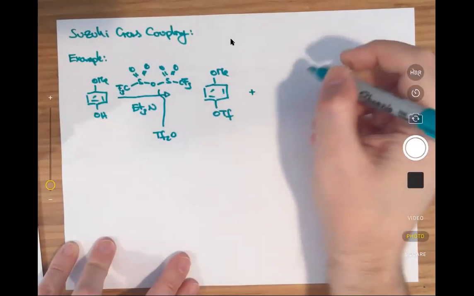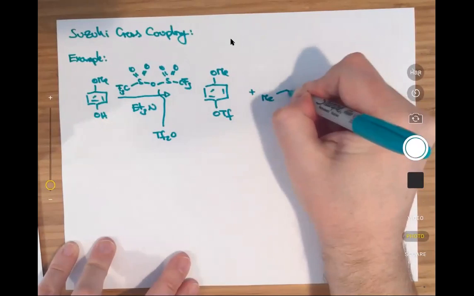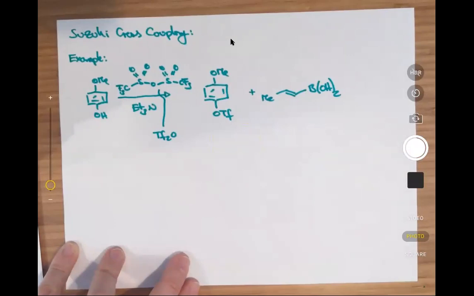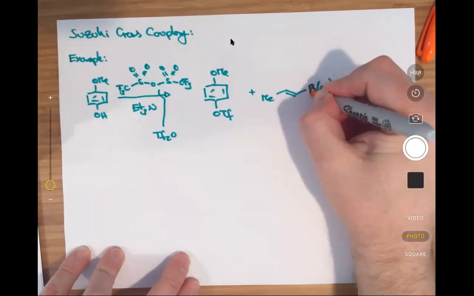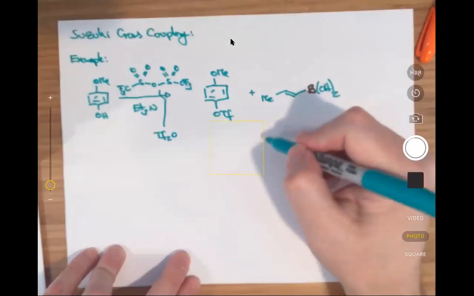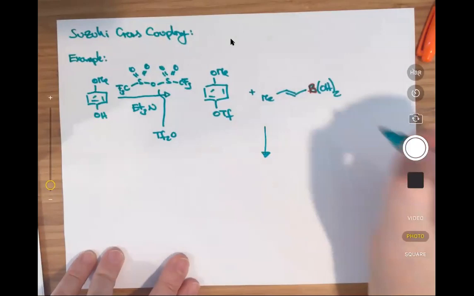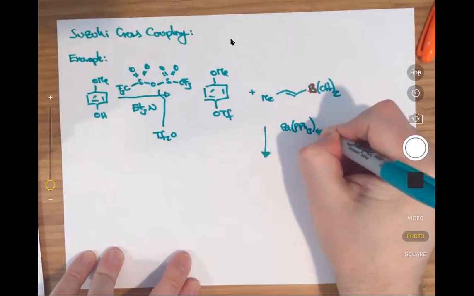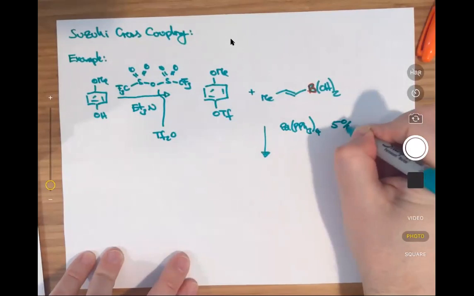So let's see, methyl B(OH)2. Now this is your metal, and maybe if we pick our color scheme here again, this is essentially your orange metal here. And then the other part that you need in this reaction is your transition metal catalyst. In this case, we can just use the simple generic palladium tetrakis, so Pd(PPh3)4. And usually you use here a 5% loading with respect to the substrate.